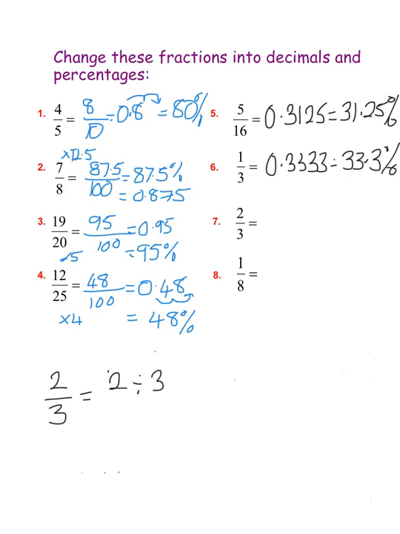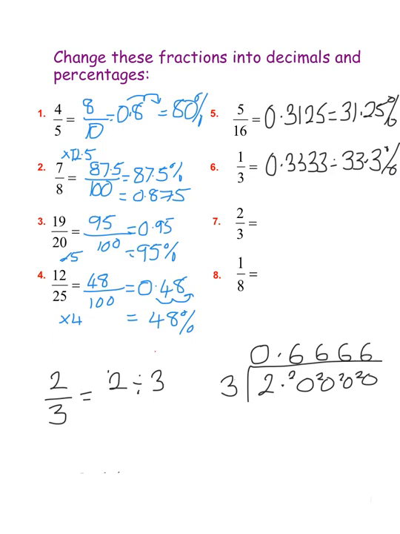Next question, we have 2/3, which is 2 divided by 3. Putting up my bus stop shelter, I have 2 divided by 3. I'm going to put a decimal point and some zeros afterwards. So 3 into 2 doesn't go, 0, carry the 2 over. 3 into 20 goes 6 times, 3 6s are 18, I have 2 left over, and so on.